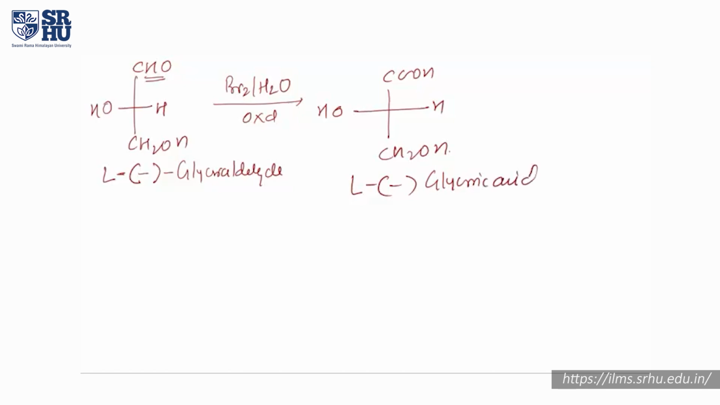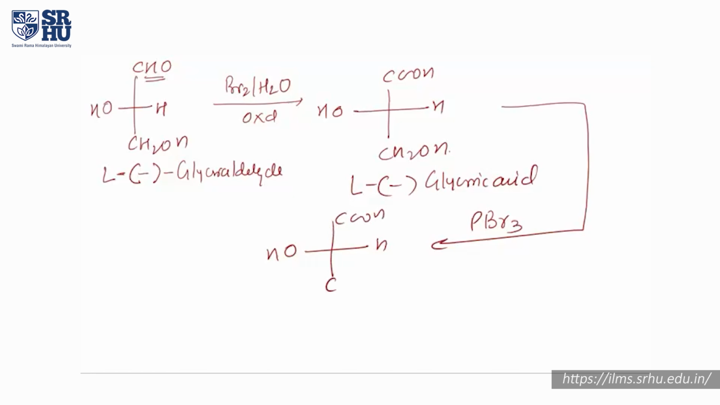Okay, this glyceric acid is levorotatory. But when you treat this glyceric acid with phosphorus tribromide, PBr3, you get another compound, CHO, CH2Br. It undergoes bromination. Obviously, the family will be L, the series will be L, the relative configuration will be L, but this compound is now dextrorotatory.